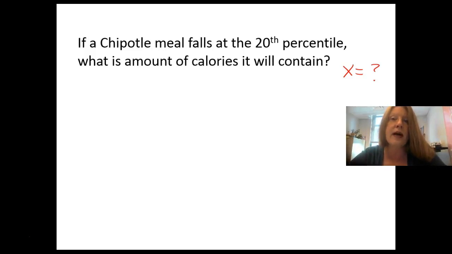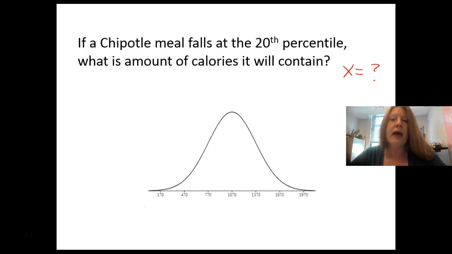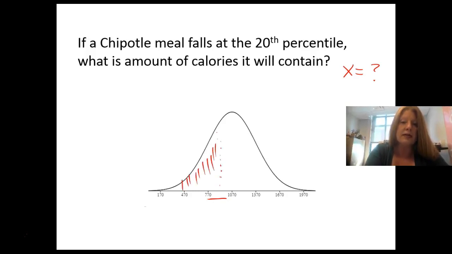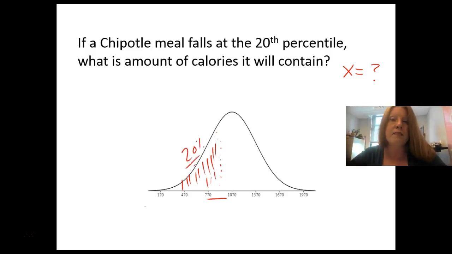We want to know what X value cuts off the lower 20% of the distribution. So remember that if you're given a percentile, if something's at the 20th percentile, that means 20% of the distribution would be less than that value. So we want to find a value. It's going to be between these two values somewhere, something in here, that's going to cut off approximately the lower 20% of the distribution. So what is that number?